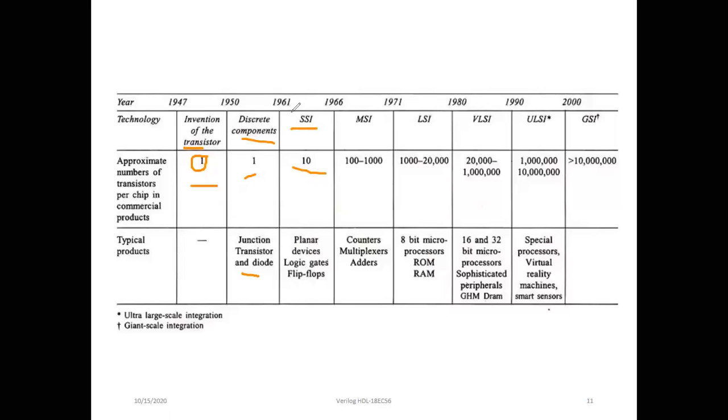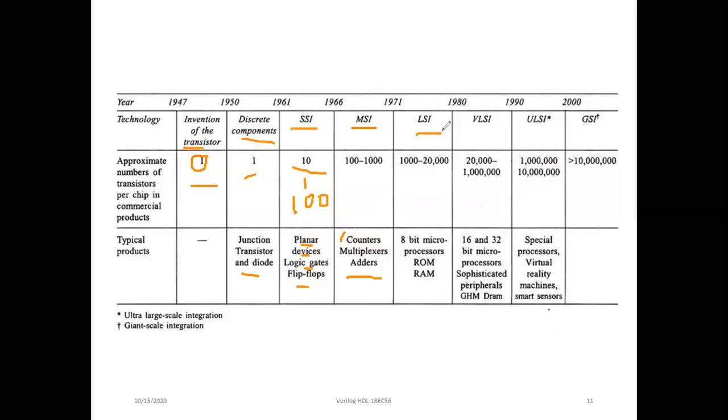Next evolution is MSI. MSI is nothing but medium scale integration. Medium scale in the sense, it is between 100 to 1000 transistors in a single IC. So the examples for MSI, I can say multiplexers, counters, adders. These are the examples for MSI.